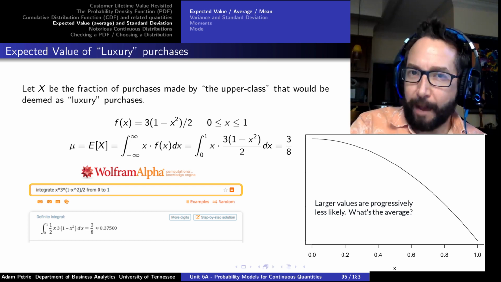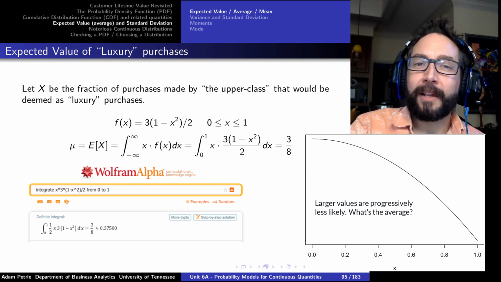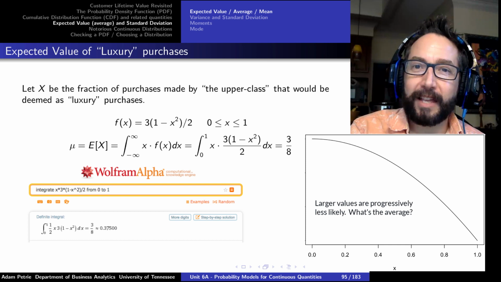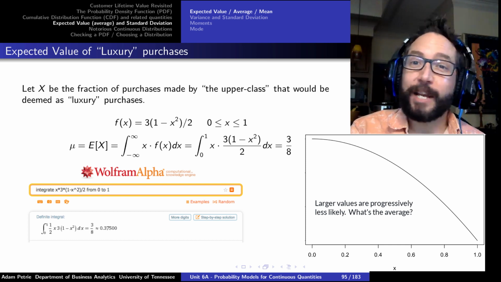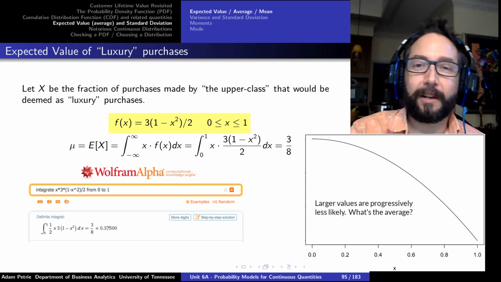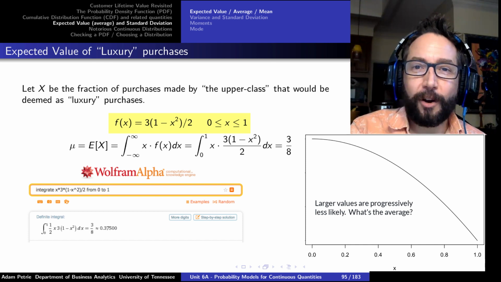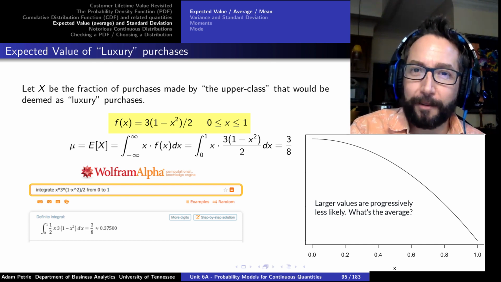So another example, let's model the fraction of purchases made by the upper class that would be considered luxury purchases. So capital X, that's the name of our random variable. Little x are possible values that this variable can take. In this case, anywhere between 0 and 1, from 0% up to 100%.